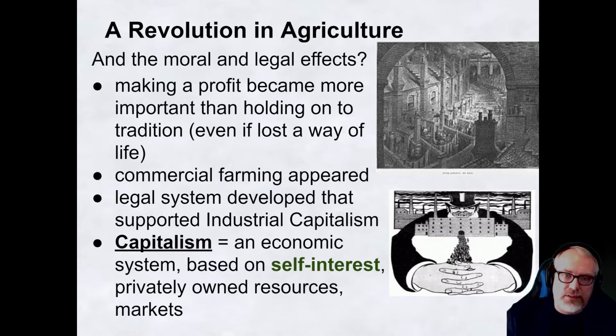And the moral and the legal effects of the revolution in agriculture are making a profit became more important than holding on to tradition. So some ways of life were definitely lost. And then commercial farming appeared, and a legal system developed that supported industrial capitalism. And capitalism is an economic system that's based on self-interest, privately owned resources, and markets. Now, there are good things about capitalism, and there are also bad things. One of the good things is you have more opportunities, more goods, people's standard of living goes up. The bad thing is you have inequality, and you have a concentration of both power and wealth into the hands of a few people. So capitalism and democracy don't necessarily mix that well.